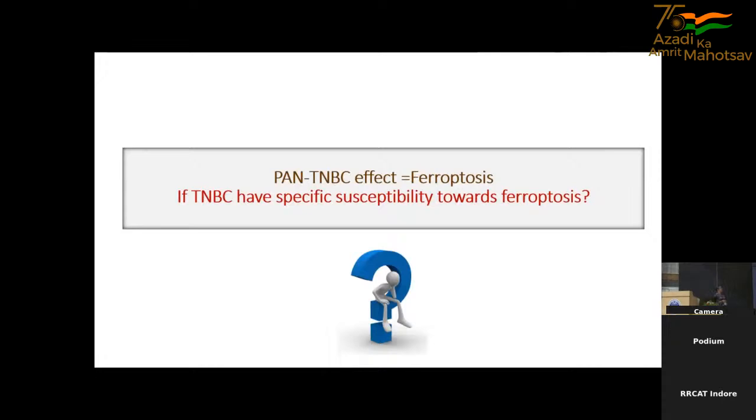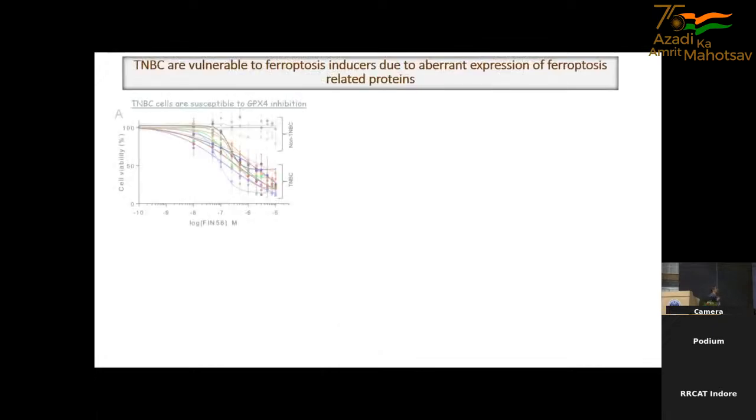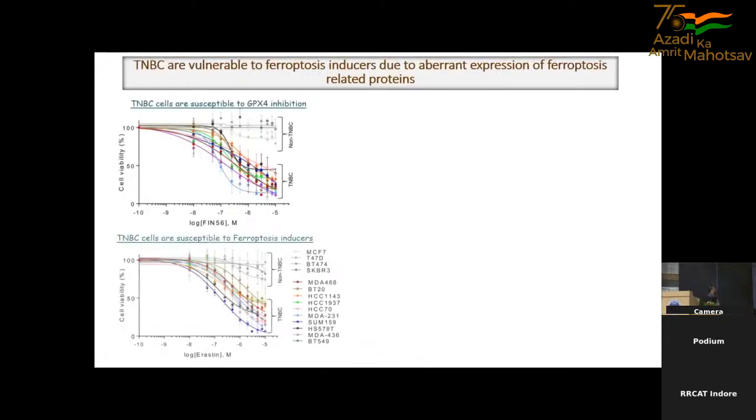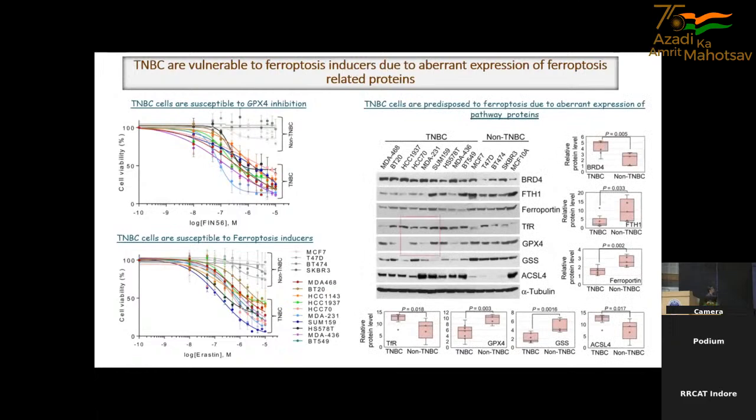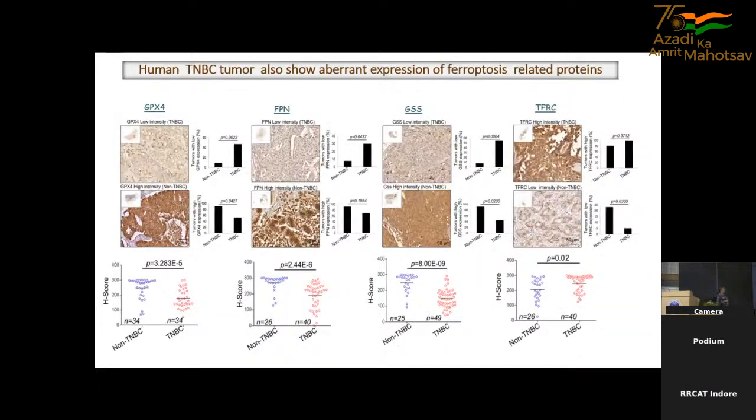So we asked the question if TNBCs are also susceptible to ferroptosis by themselves. So we took two inhibitors. One is the GPX4 inhibitor itself, and another is erastine, and we could actually mimic the same effect in all the TNBC cell lines versus non-TNBC cell lines. The TNBC cells are fairly susceptible to ferroptosis induction. And then we asked why it is so. So we found a very nice explanation at the molecular level, that the pathway was severely altered in this way. So this effect was also found in tissues.